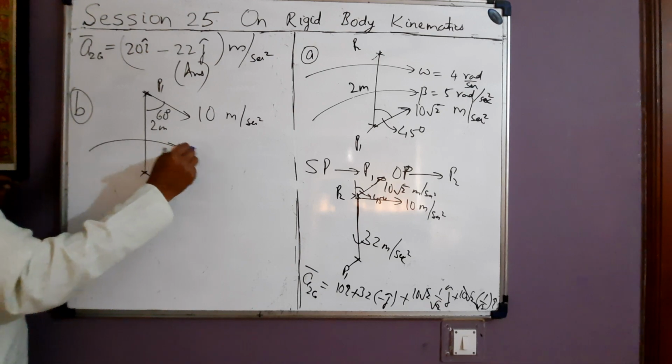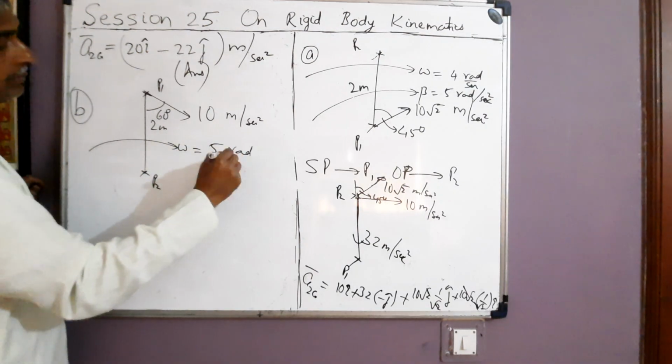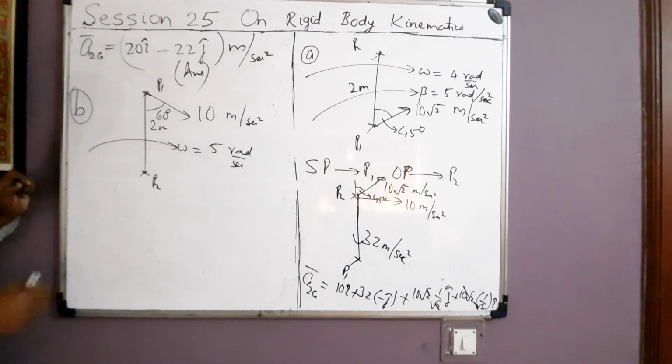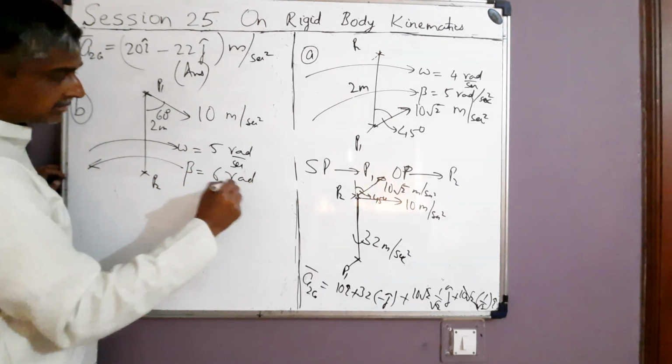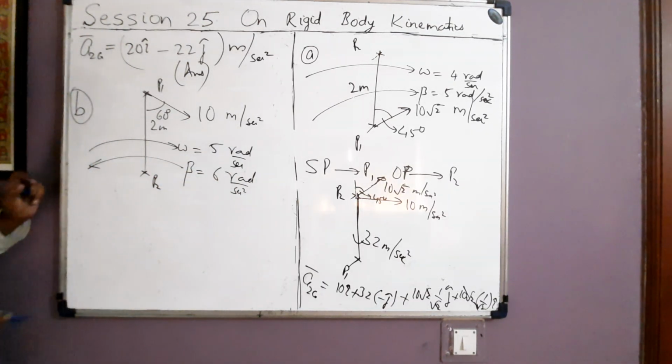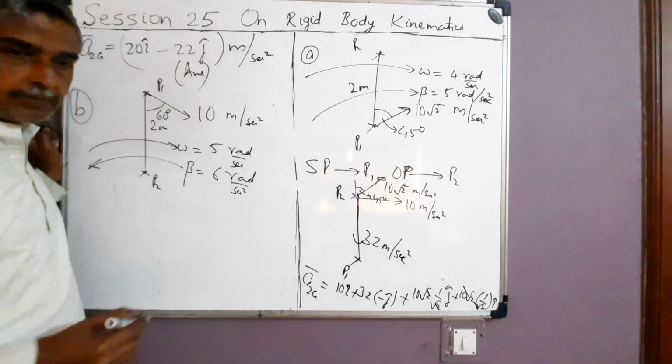Omega is this, 5 radian per second clockwise with respect to ground. And beta is this, 6 radian per second square with respect to ground. Now we have to find AP2G.